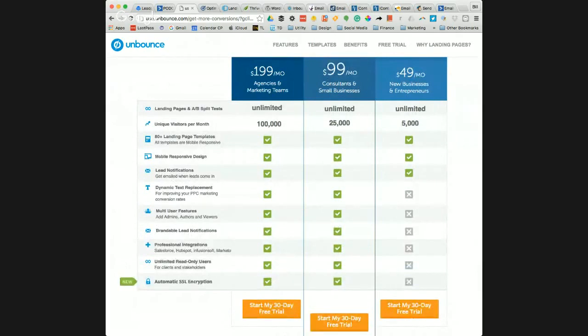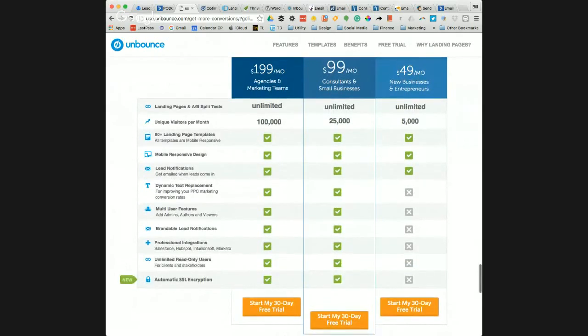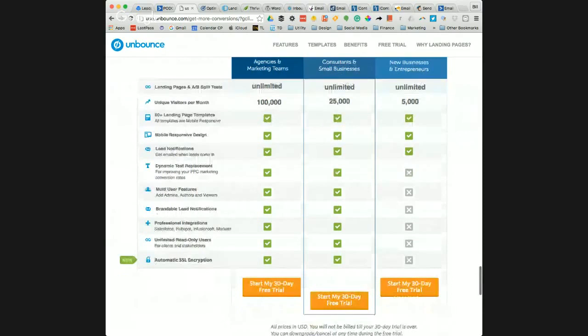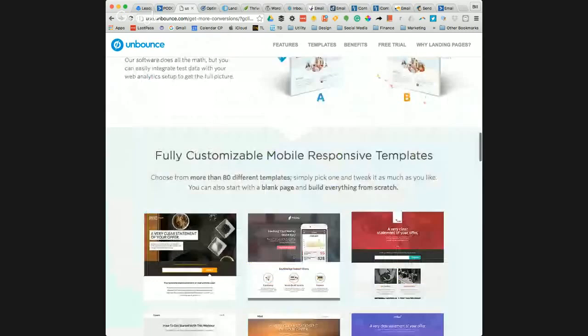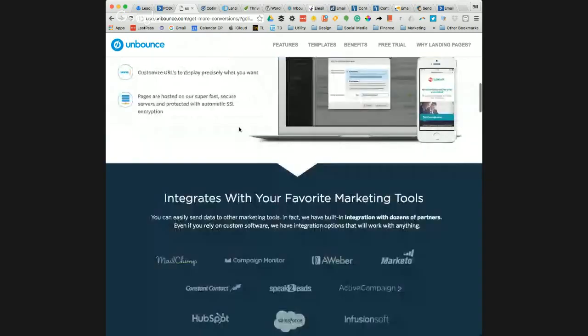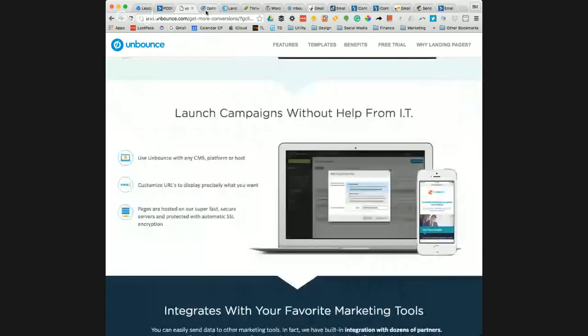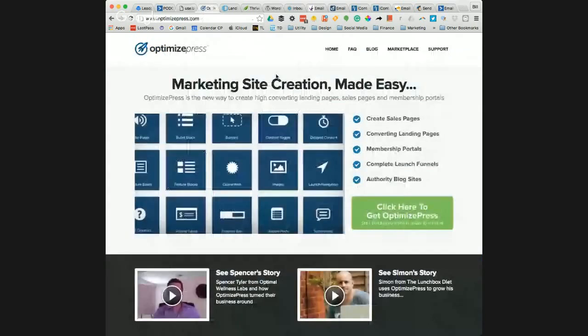So on to the next one, Bill. They do look at visitors per month though too, which is unique. Yeah. So they're tracking visitors in their model. Yeah. So next, we're coming on to Optimize Press. Yes, they've been around for a while as well.